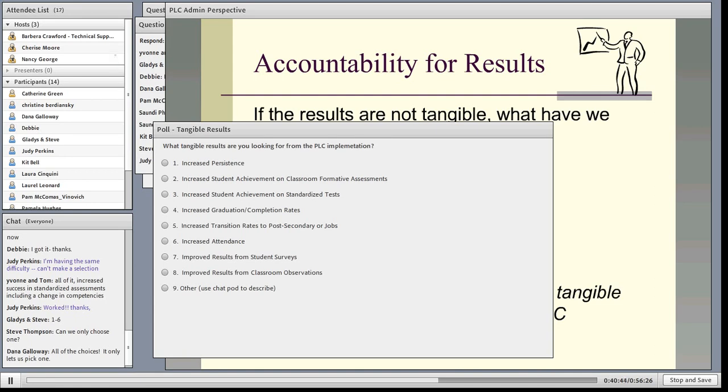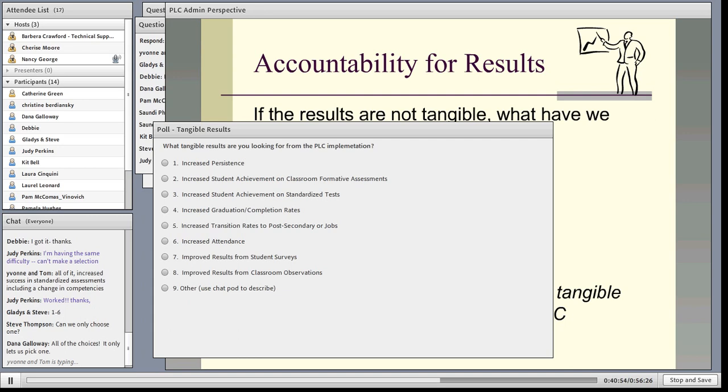Oh, I see a few people would like to pick all of them. That's good. Bold, but good. So it looks like we have a lot of people who are interested in increased persistence. That was definitely one of the goals that we worked on.